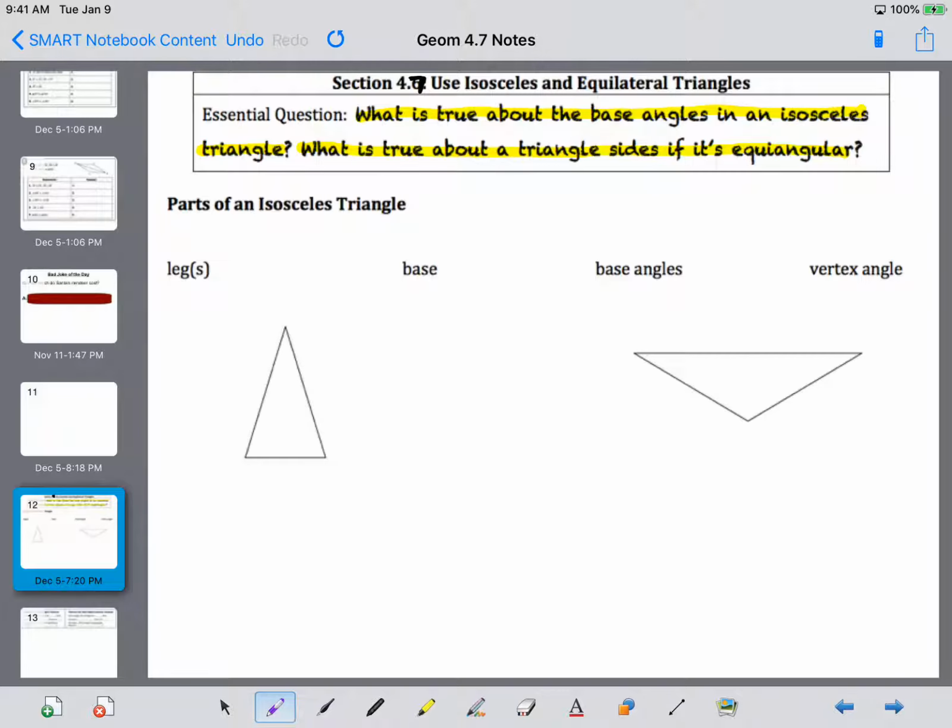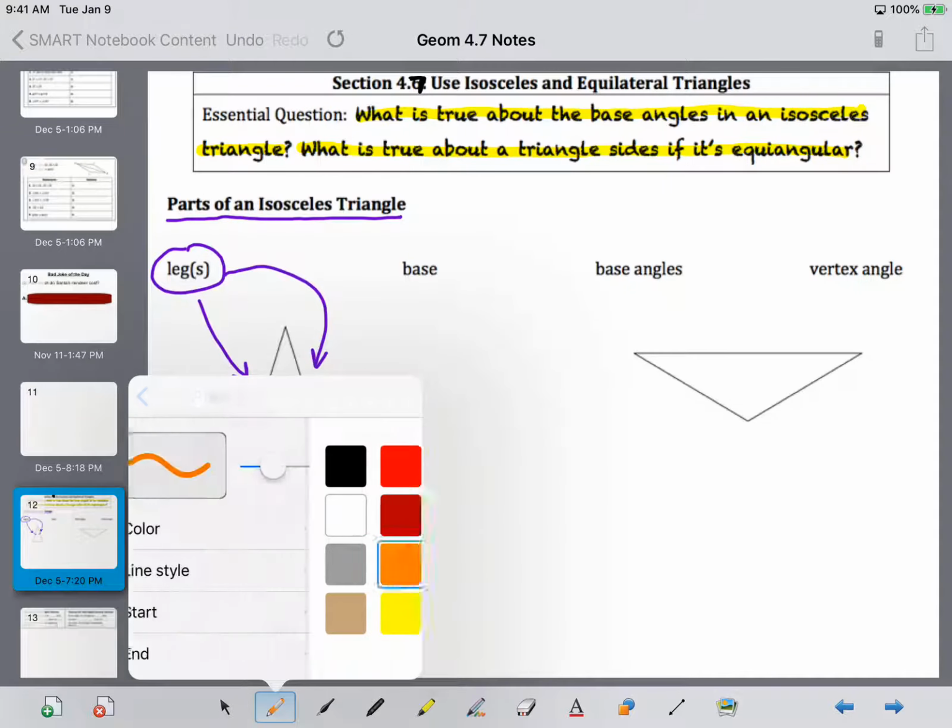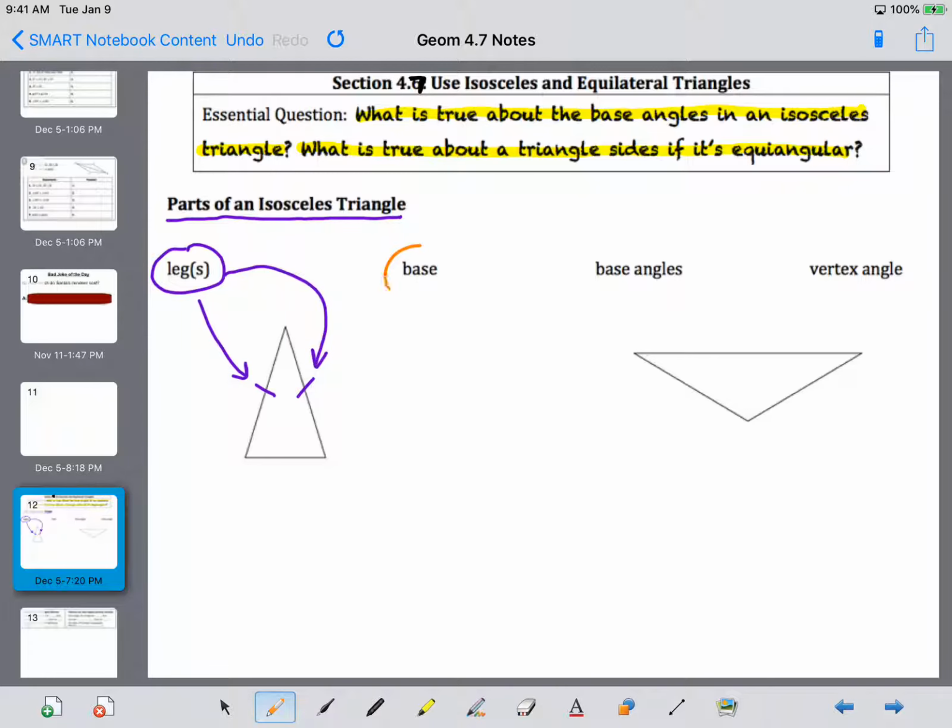Well, first we need to define a few things. We've got to talk about the different parts of an isosceles triangle. The first part is the leg or the legs. Those are the two that are congruent. So like this would be one leg, this would be another leg. The second part we'll talk about is called the base, which is where the two congruent parts meet. So that would be right here. All right, so it's the non-congruent side.